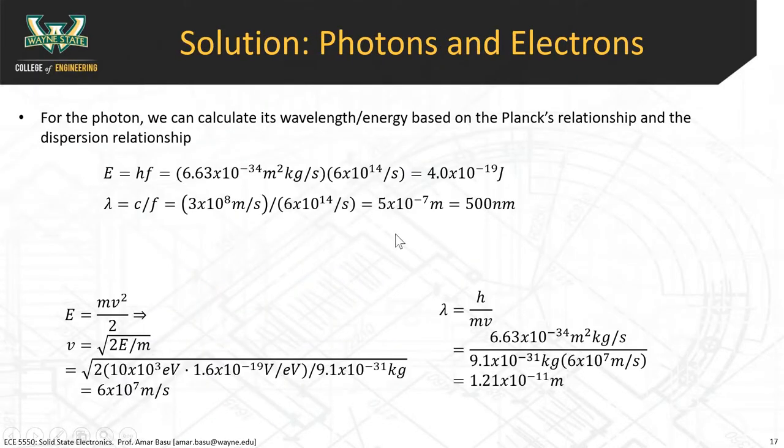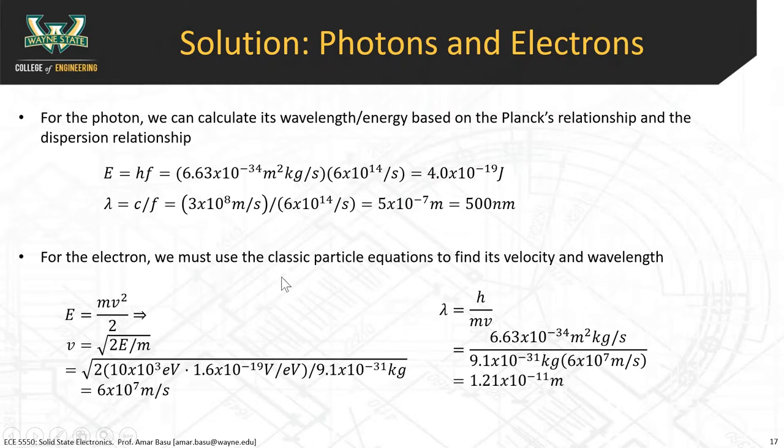So 6.63 times 10 to the negative 34 joules times seconds, times 6 times 10 to the 14th per second. So the seconds cancel and you're left with just 4 times 10 to the negative 19 joules. That's the energy of a typical light at 500 nanometers. The calculation of the wavelength is just c over f. So c is 3 times 10 to the 8 meters per second divided by the frequency, and that gives you 500 nanometers. So 500 nanometer light has 4 times 10 to the negative 19 joules of energy associated with it.